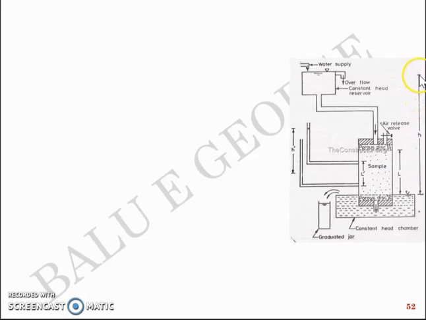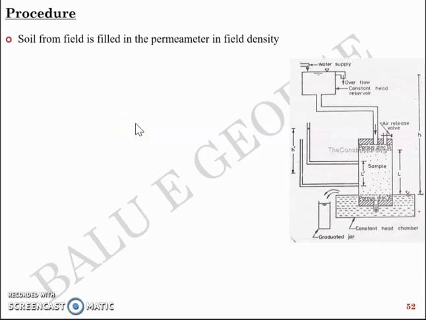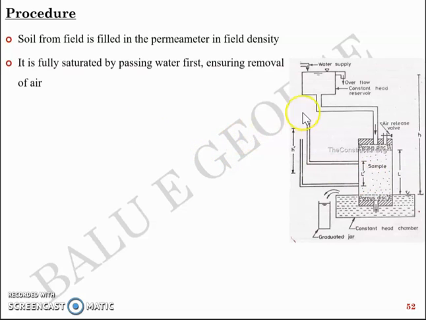H is the level difference between the water level at the constant head tank and the point of exit of the water, which is the level of the valve here. So the difference in height between the valve here and the constant head tank's water level is H. So the procedure: soil from the field is filled in this permeameter at the field density. It is fully saturated by allowing water to pass through it and by ensuring the removal of air.